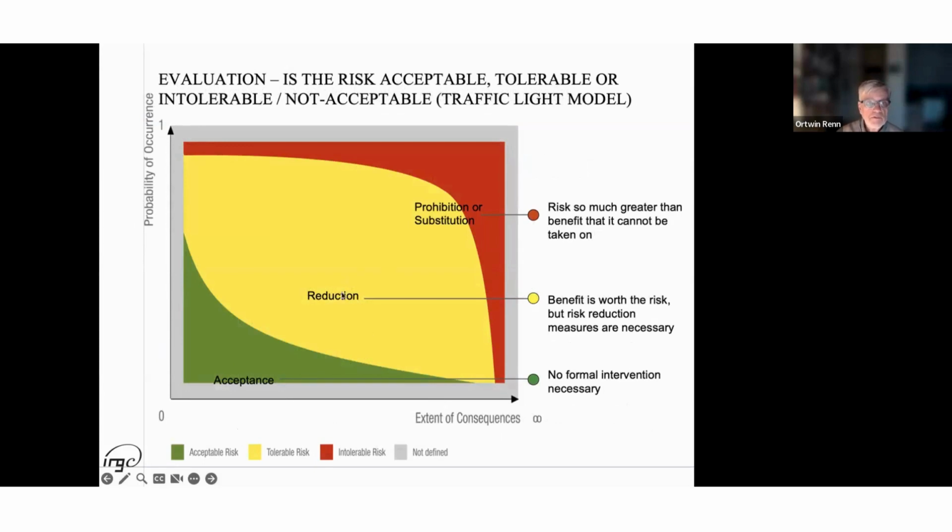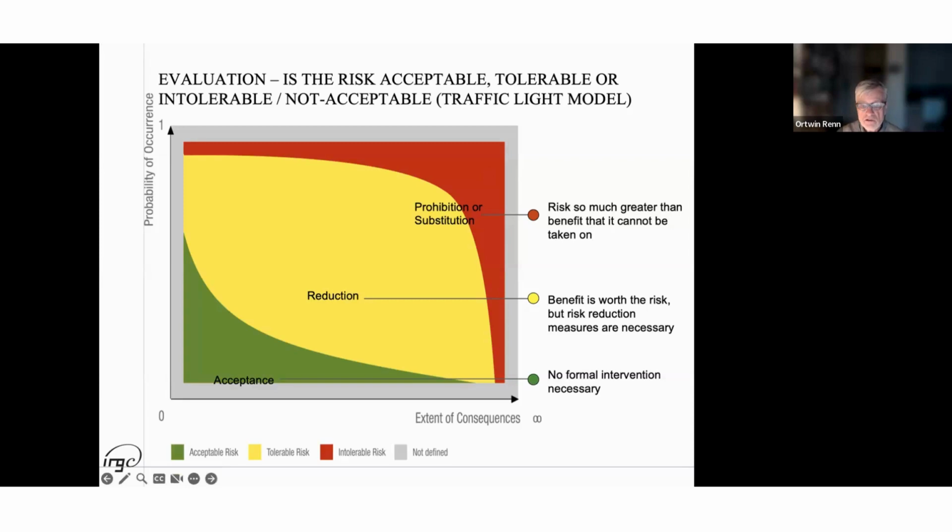There is a large area where you say, okay, the benefit is worth the risk, but risk reduction is necessary. So you need to have some regulation here. And then you have the red point, where you say the risk is so great that you don't think the benefit can compensate for the risks, and you should probably prohibit it or make sure that risk doesn't happen, for example, if there is a natural disaster, don't live there. So this is a kind of traffic light model.